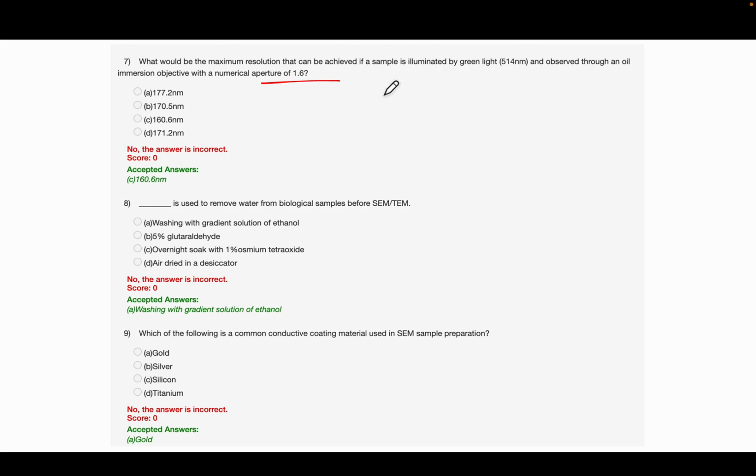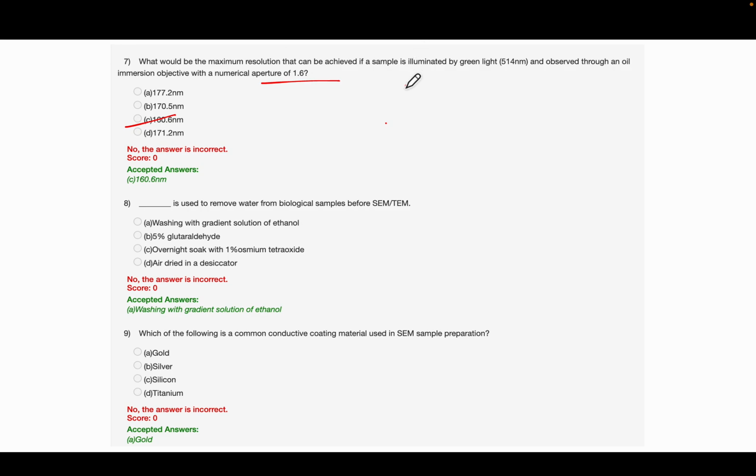Numerical aperture is 1.6, so that will be lambda divided by 2 times numerical aperture. The answer is 514 divided by 2 times 1.6. Let's calculate. It's around 160.6, so the option will be C.